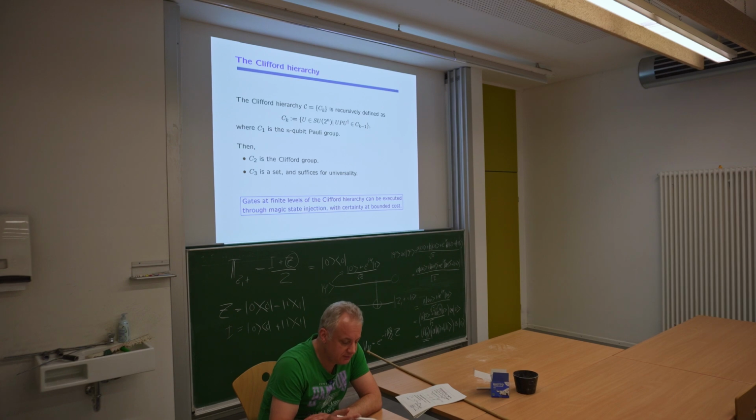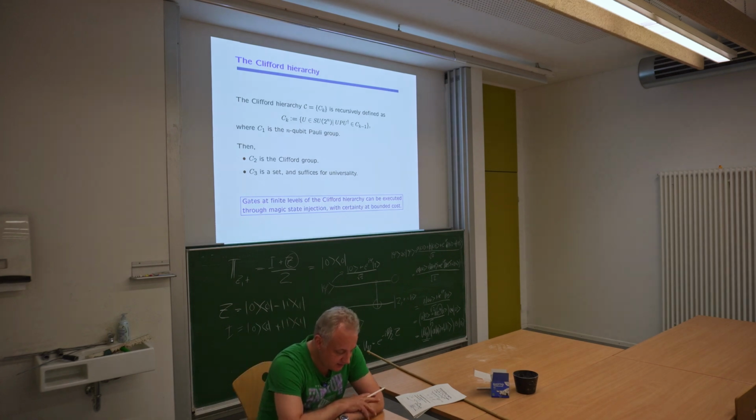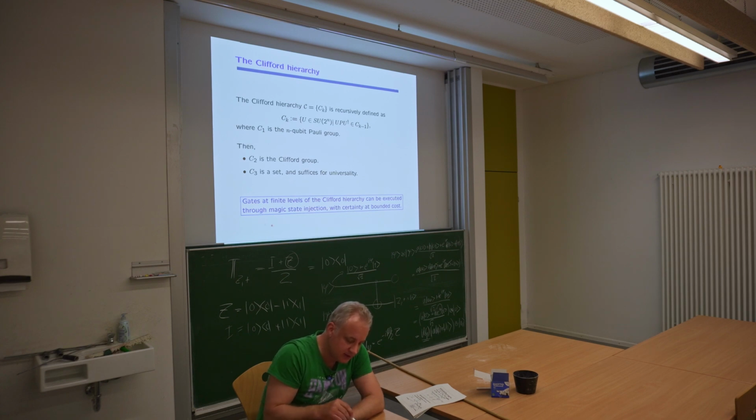That's not good enough for universal quantum computation. We need to get at least one level higher, and so this is the third level. We need to look at the gates that, upon conjugating Paulis, will get us to the Cliffords. This is the third level of the hierarchy, and the set of gates in it suffices for universality.